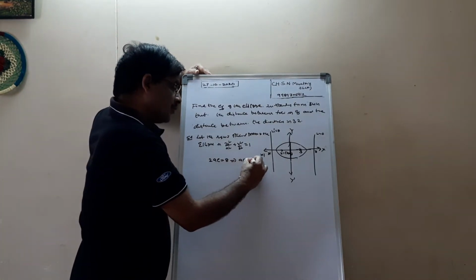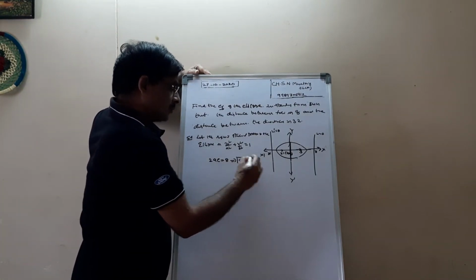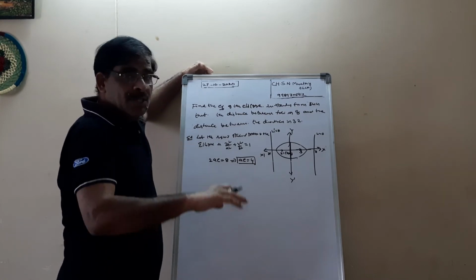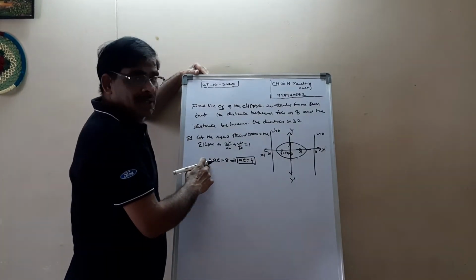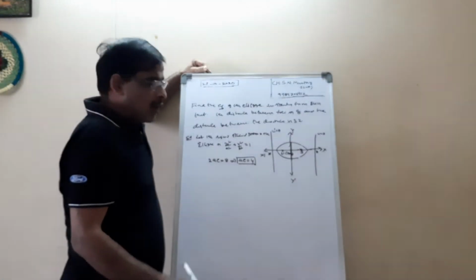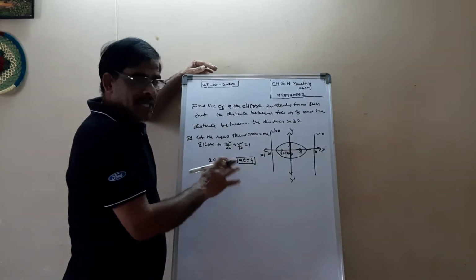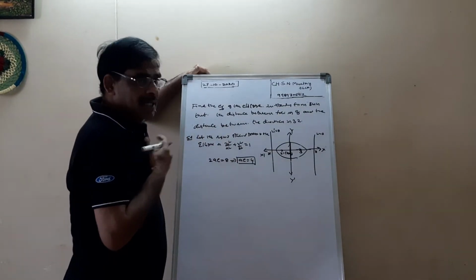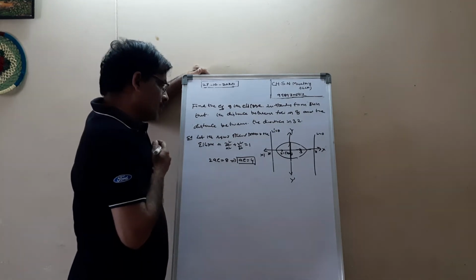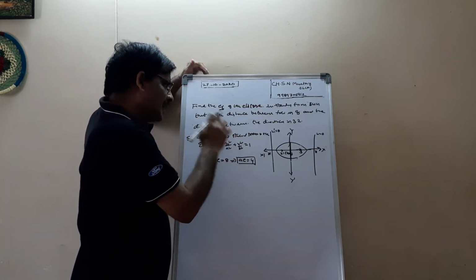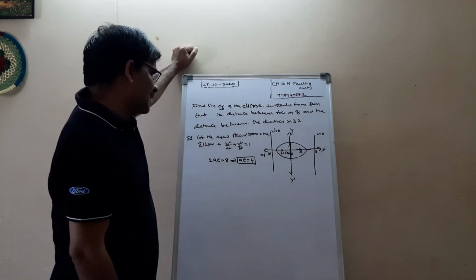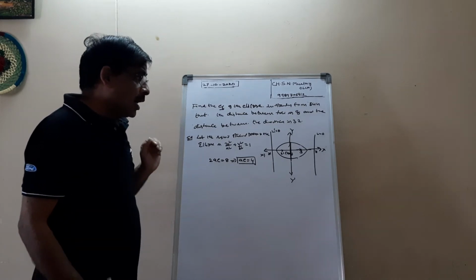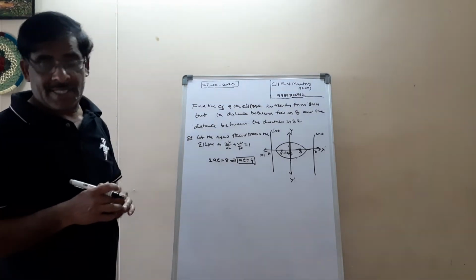8ae equal to some 4. In the previous problem, I showed this one, the distance between the two foci equals 2ae. No need of solving again. ae equal to 4. Next, what is given? The distance between the directrices is given to you.